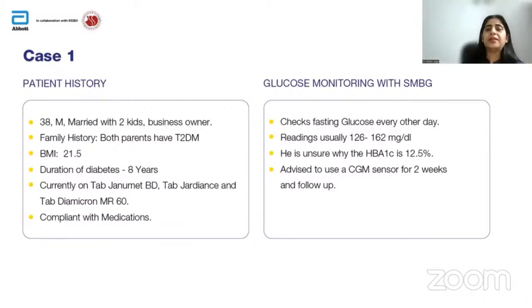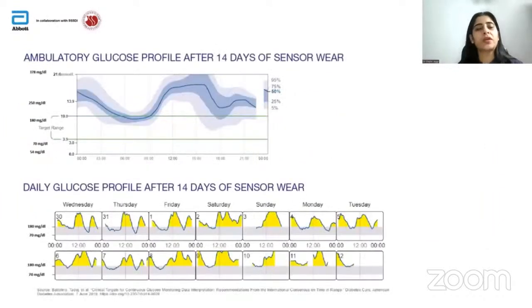Now, obviously, this is one patient who is quite surprised why his numbers are not really matching with his HbA1c. So this is where instead of SMBG, we try to use a CGM sensor for 2 weeks and ask him to follow up to see what his curves look like. And much to our surprise, this is what his ambulatory glucose profile looks like after 14 days of sensor use. You can clearly see most of the glucose levels are above range. You see a lot of glycemic variability here. It's all over the place.